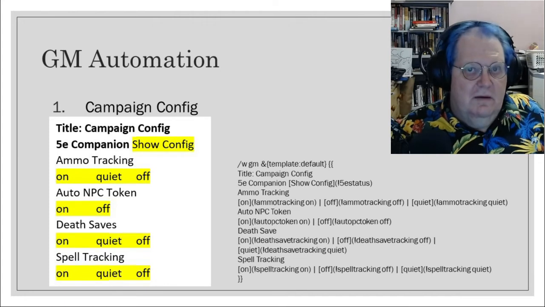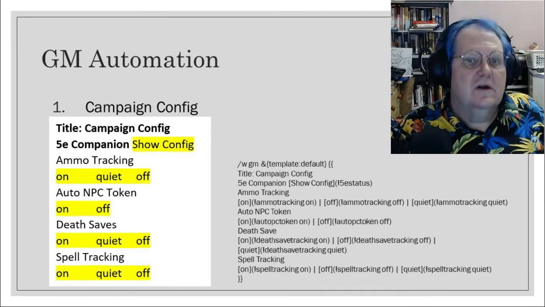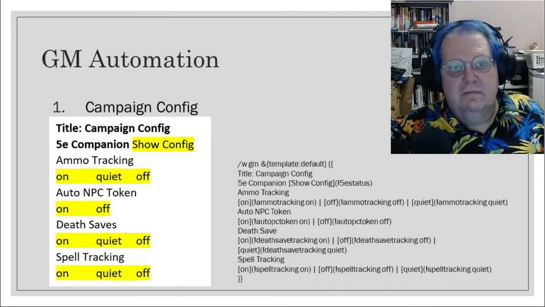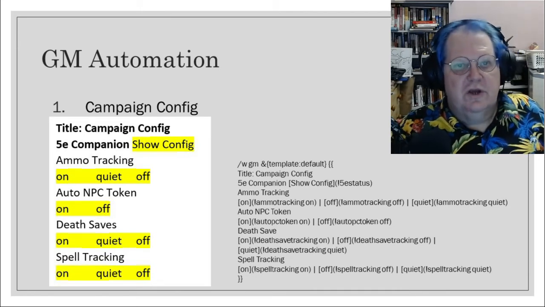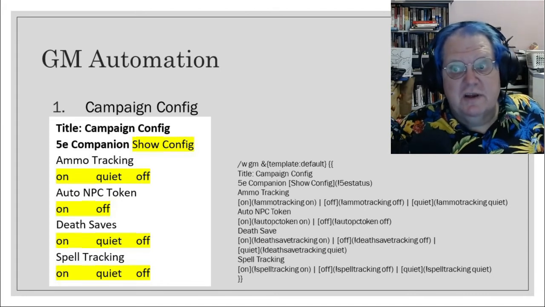Then you've got the open round bracket, and then you have the command that you want to run. In this case, !5e status, close round bracket. So if I click on show config, it'll run in chat !5e status. If you want to see what that does, just run it in chat, it'll work.